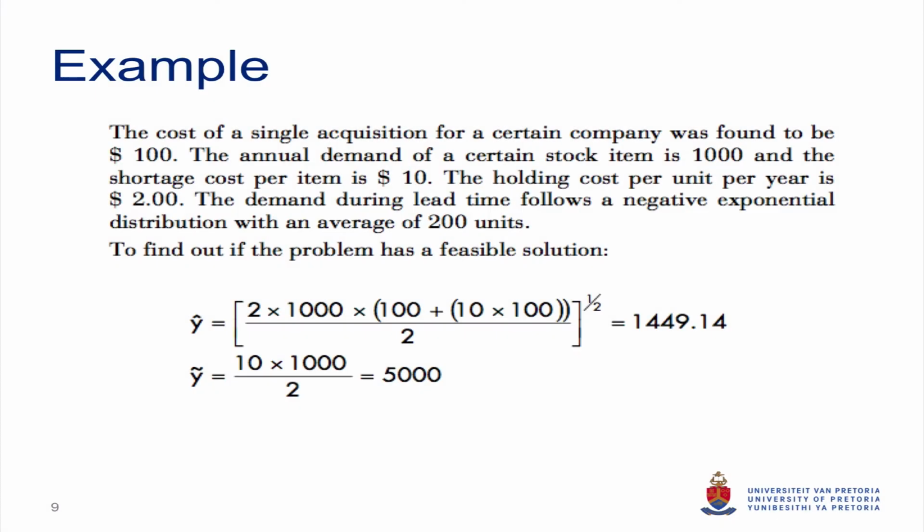Example. The cost of a single acquisition for a certain company was found to be $100. The annual demand of a certain stock item is $1,000 and the shortage cost per item is $10. The holding cost per unit per year is $2. The demand during lead time follows a negative exponential distribution with an average of 200 units. To find out if the problem has a feasible solution, calculate y accent equals y hat and y double accent equals y tilde as shown.